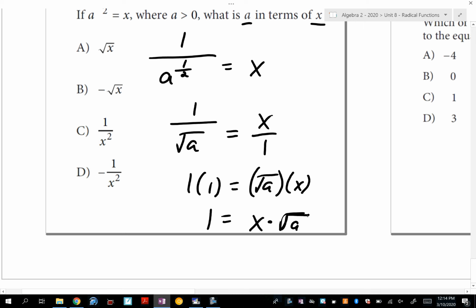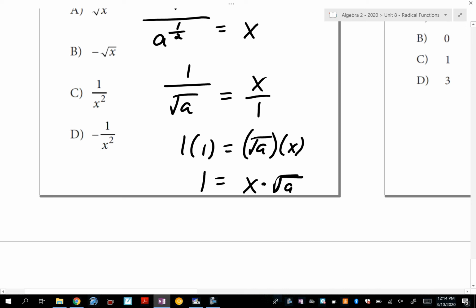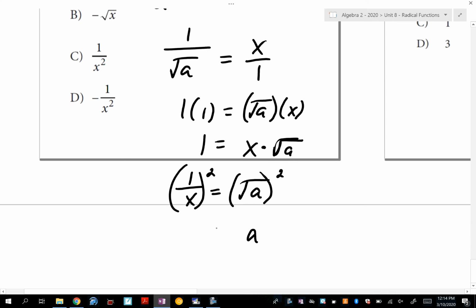So if I want to solve for a, I need to get this x to the other side. What happens when I move it over? It's connected by multiplication, so you got to divide. So it's 1 over x equals the square root of a. Now how do you get rid of that square root? Square both sides. Very good. So a equals 1 squared, which is 1, over x squared. So a is equal to 1 over x squared. Yes, Camilla, it won't be on the test.